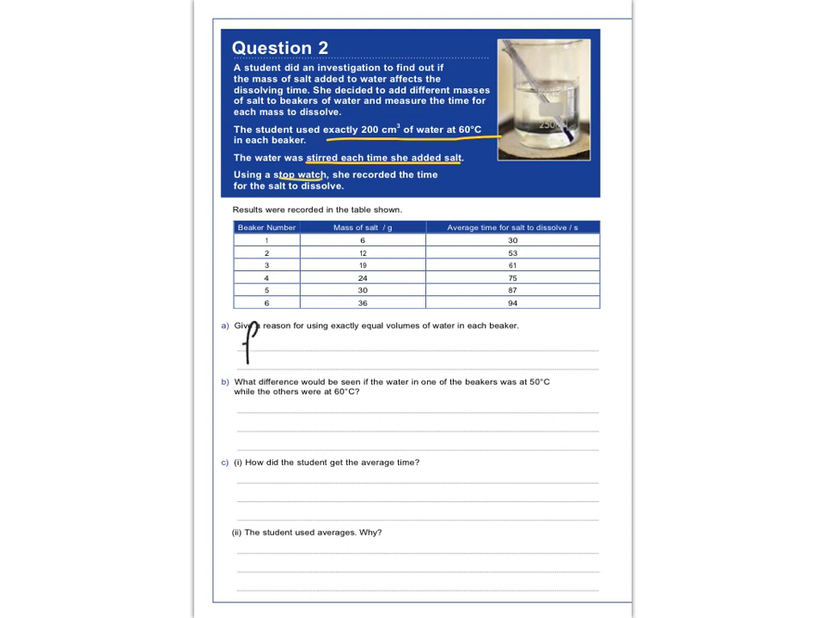Part A, give a reason for using exactly equal volumes of water in each beaker. Well, this helps to make it a fair test. If she was using uneven volumes of water in each beaker, it would not be a fair test and we wouldn't be able to compare all of our results.